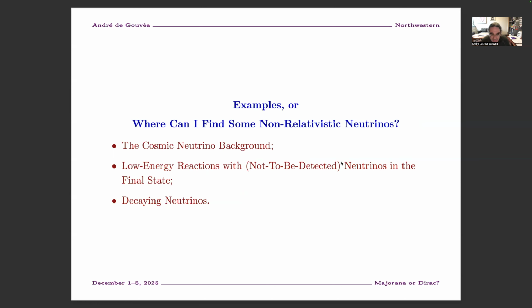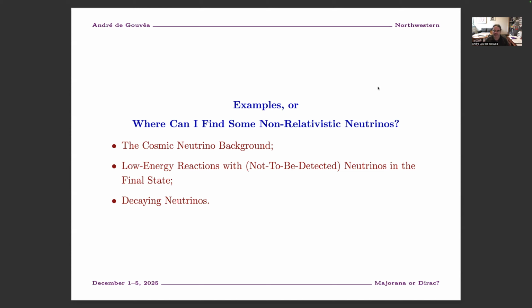So we can start asking ourselves, how do we find neutrinos that are not super relativistic? And there are a couple of different things we can explore. One, which I'll talk about briefly, is the cosmic neutrino background. That is known to be a source of neutrinos that exists, and they're definitely not relativistic, not ultra-relativistic.